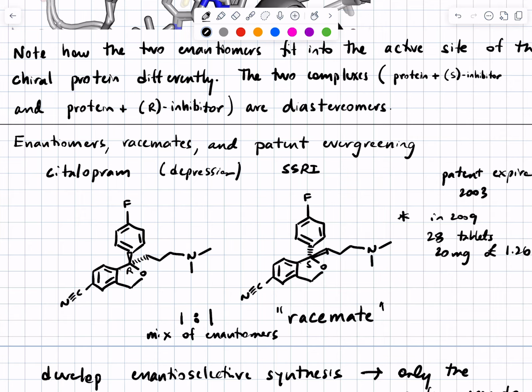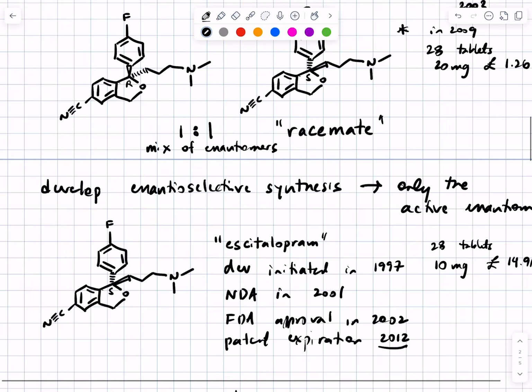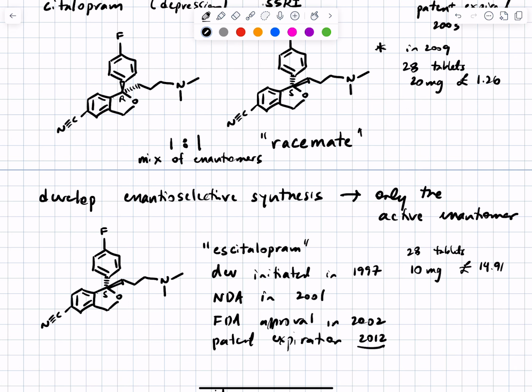Well, what are you going to do? One of the tricks that drug companies use is that shortly after the racemate gets approved, they develop an enantioselective synthesis. That is, they make only the active enantiomer. Now, I told you that's harder, but here's why they're doing it.